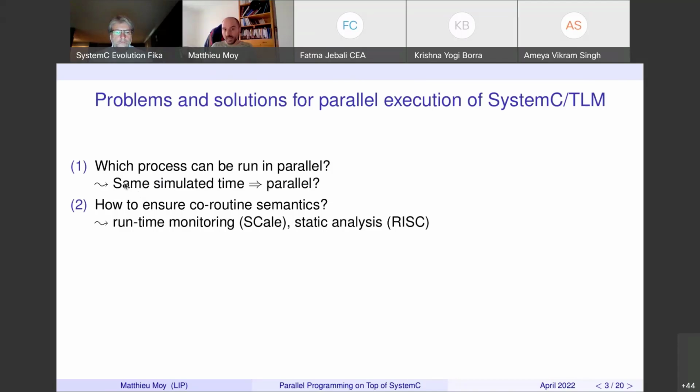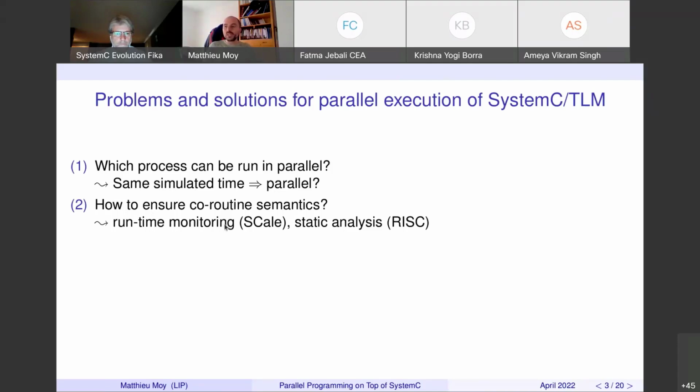So the classical answer to the first question, which processes can we run in parallel, is when they have the same simulation time. Normal SystemC will run them in sequence, but somehow they are executed at the same time simulation-wise. So it's quite natural to run them in parallel. But then obviously it raises the question of how to ensure coroutine semantics even when you do that.